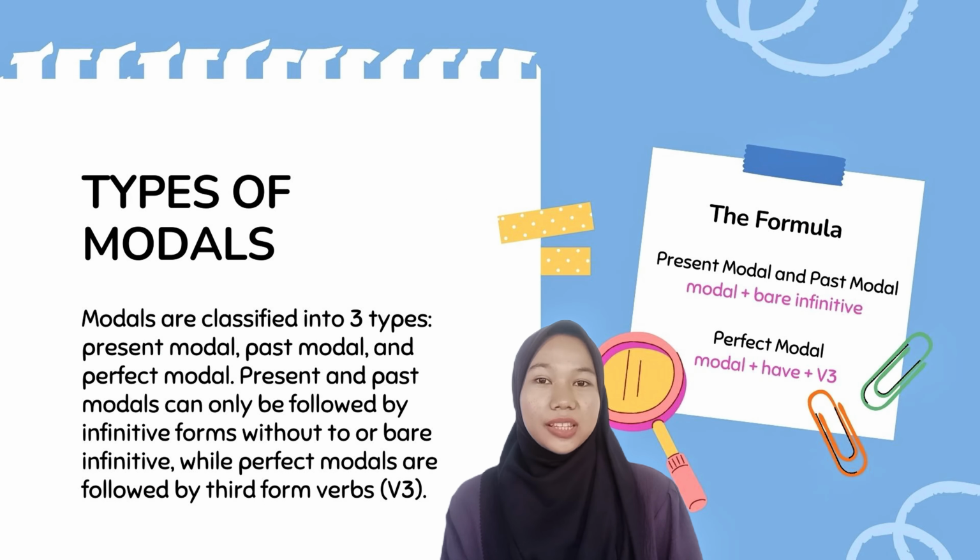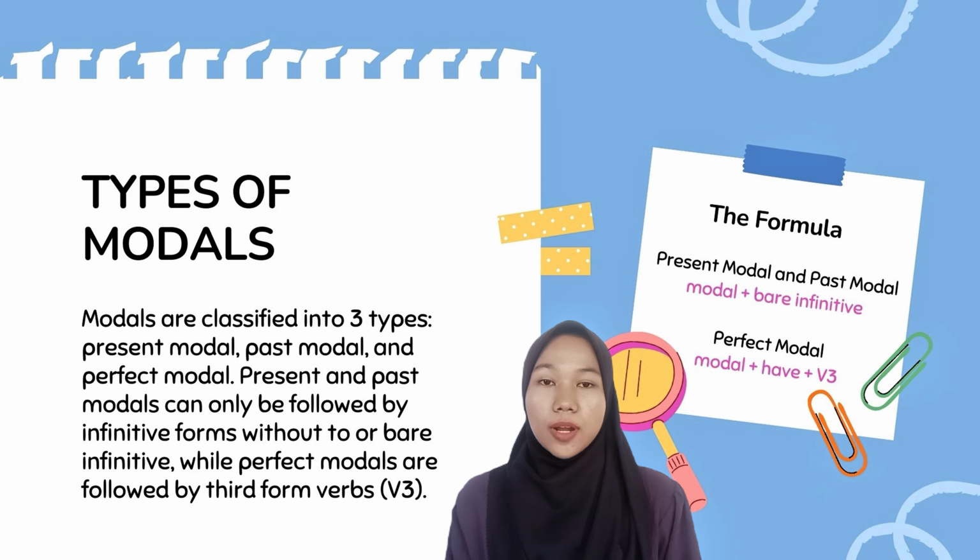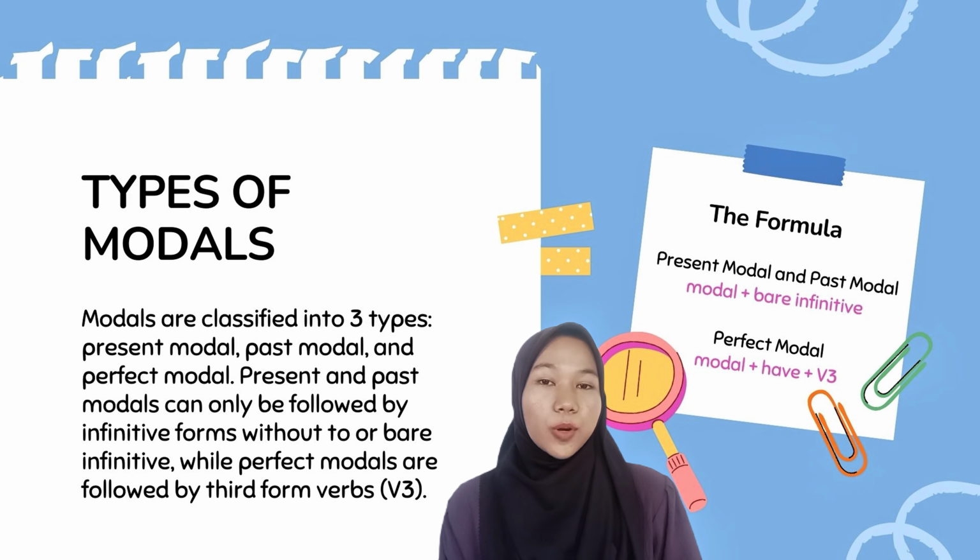Let's learn more about the types of modals. Modals are classified into three main types: present modal, past modal, and perfect modal. Present and past modals can only be followed by infinitive forms without to, or bare infinitive, while perfect modals are followed by verb 3. The formula for these modals is simple. Present and past modals follow the pattern modal plus bare infinitive, while perfect modals use modal plus have plus verb 3. Understanding these structures helps us use modals correctly in different contexts.